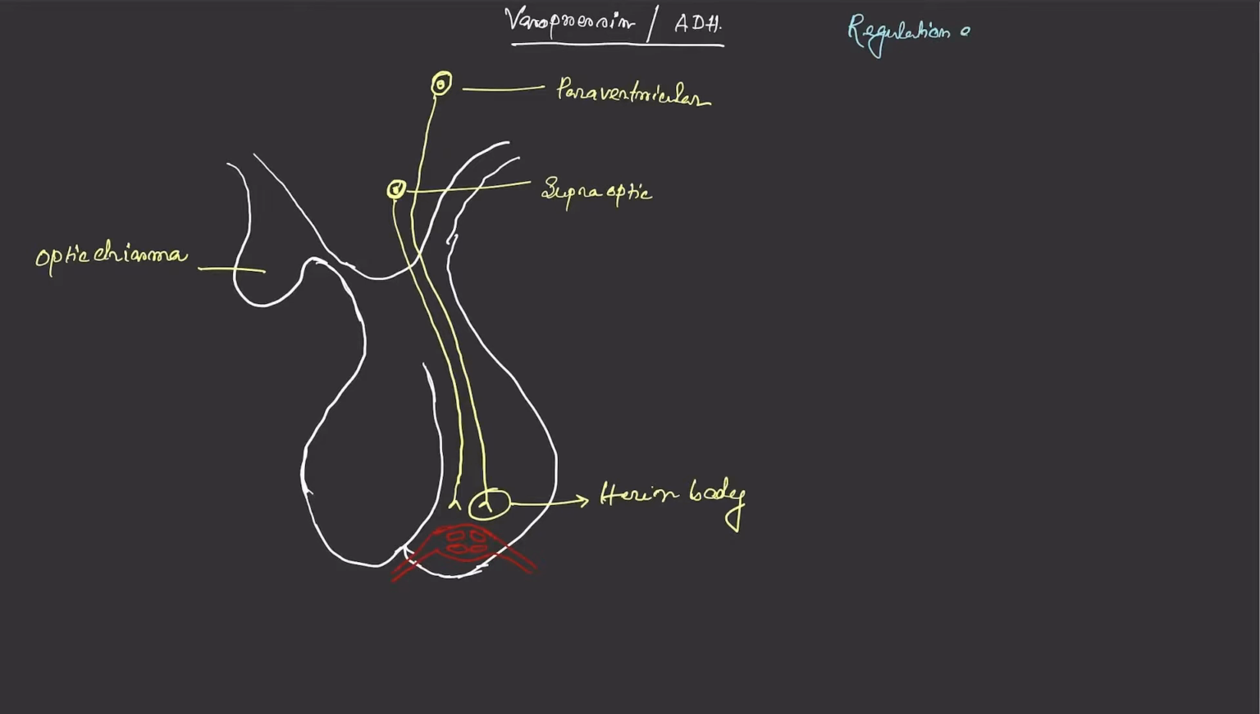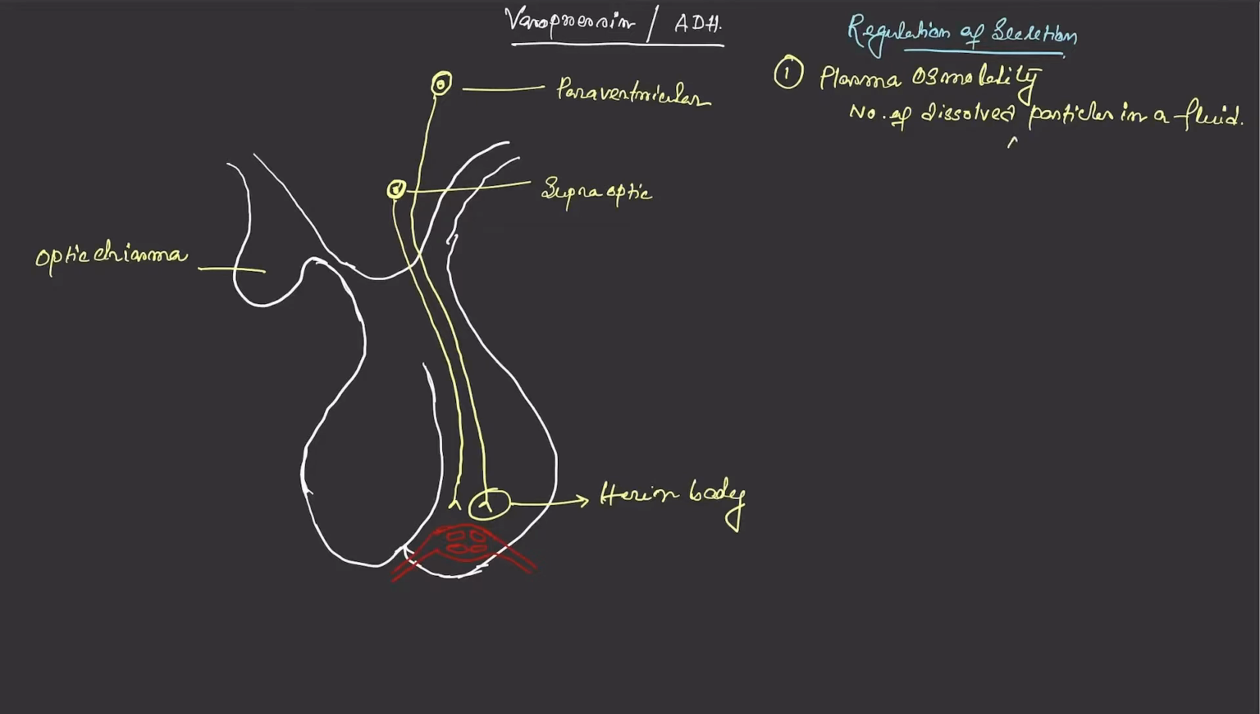Now coming to the regulation of vasopressin or ADH secretion. The main regulator of vasopressin secretion is the plasma osmolality. Plasma osmolality is the number of dissolved particles in a fluid. So indirectly you can say it is the concentration of the solution, and it is expressed as the total number of solute particles per kg, usually milliosmol per kg. The normal plasma osmolality averages between 280 to 285 milliosmol per kg.